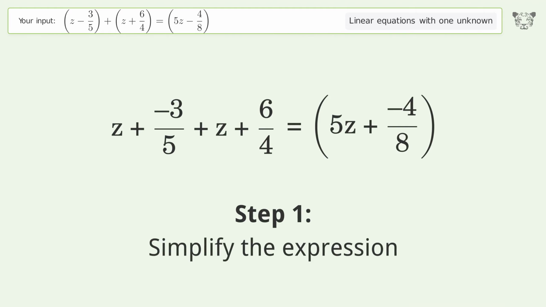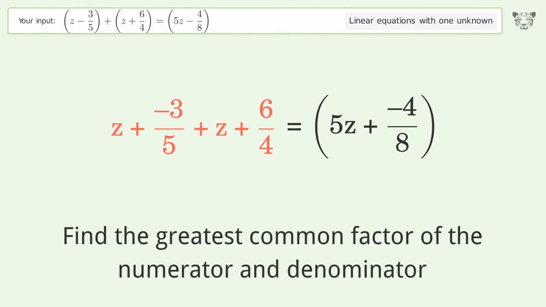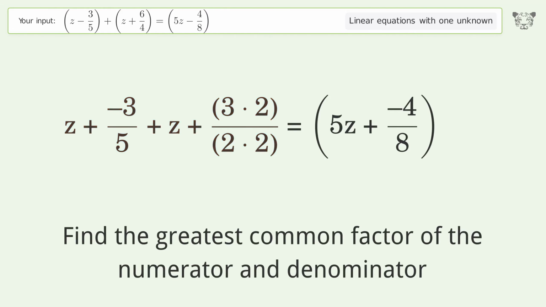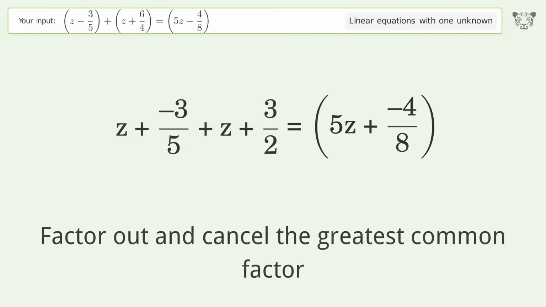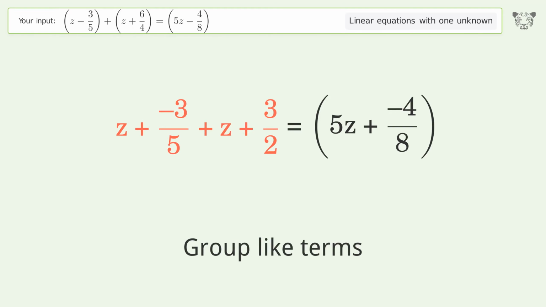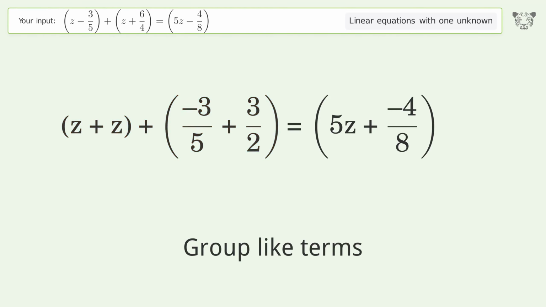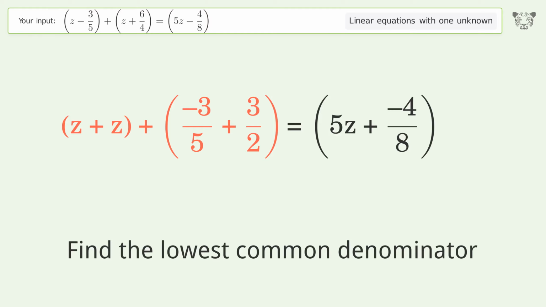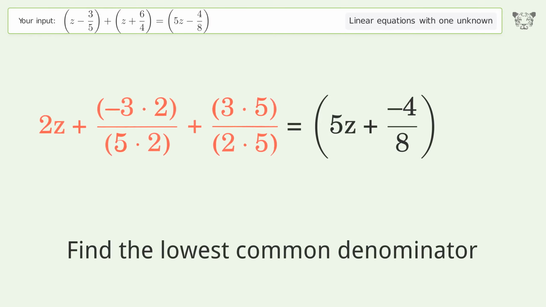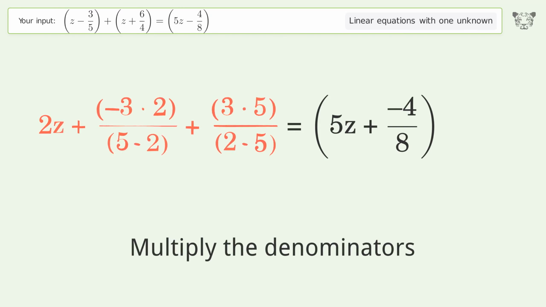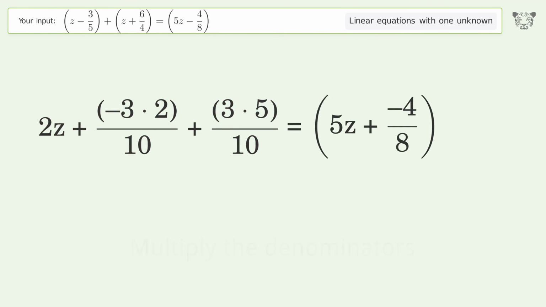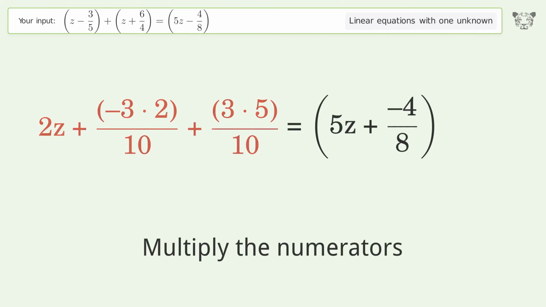Simplify the expression. Find the greatest common factor of the numerator and denominator. Factor out and cancel the greatest common factor. Group like terms. Find the lowest common denominator. Multiply the denominators. Multiply the numerators.